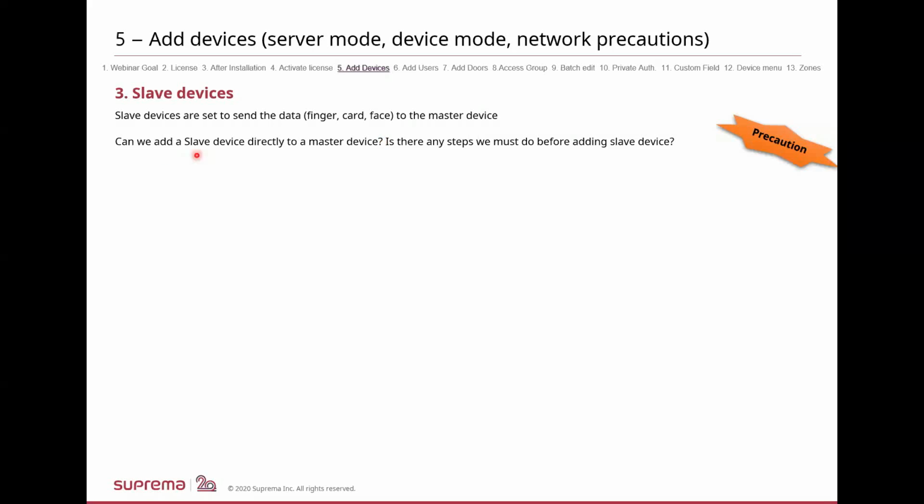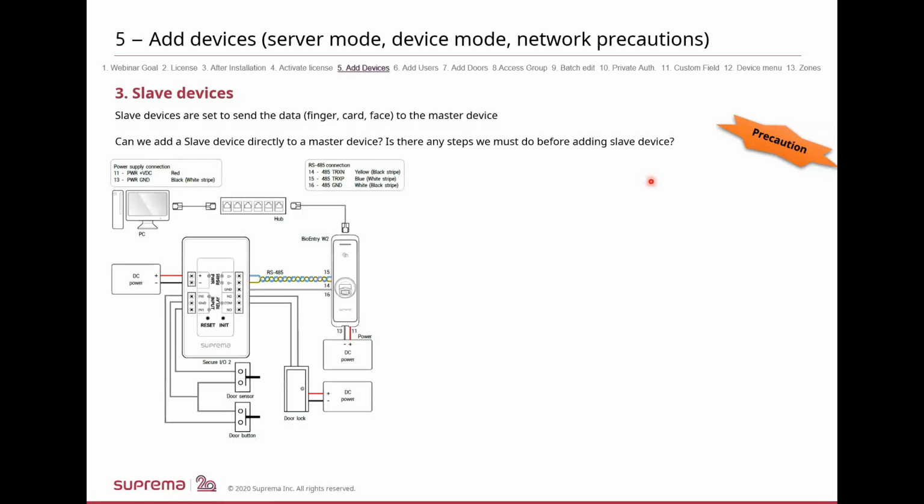So can we add a slave device directly to a master device? Is there any steps we must do before adding a slave device? What do you think? Shall we just connect the device through RS-485 to another device and that's it? Or do we have to do something?